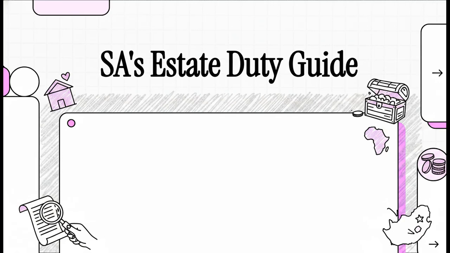All right, let's talk about something that pretty much affects everyone, but is, let's be honest, often a bit of a mystery. Estate duty in South Africa. It sounds complicated, I know, but stick with me, because by the end of this, you're going to get exactly how it works. So, what on earth is this so-called death tax anyway?